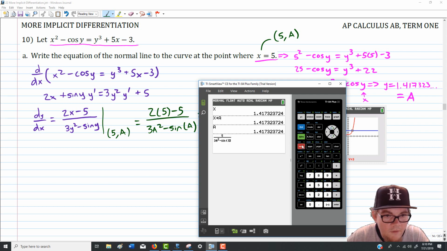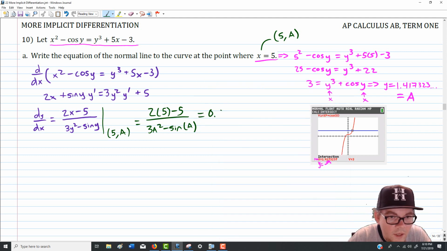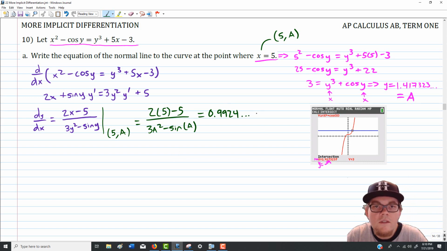Okay, and then we want alpha A, parenthesis, there we go. And this will give us our value. It tells us that our slope is 0.9924 something. So there is our slope. That is the slope of the tangent. And it's important for me to re-clarify that, because otherwise I'll very quickly plug it in and just do the slope, or do the equation of the tangent line.